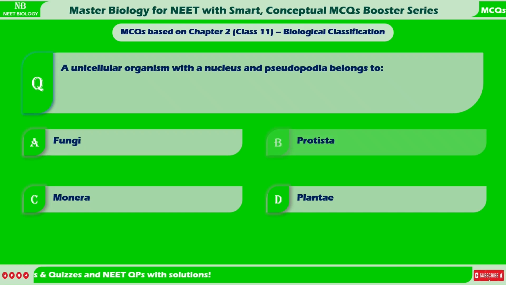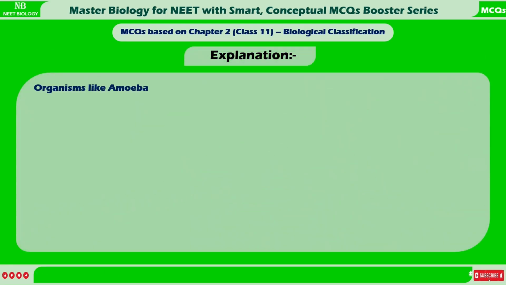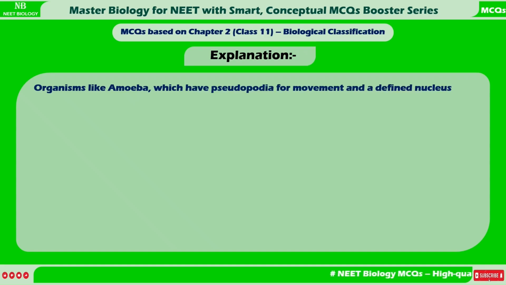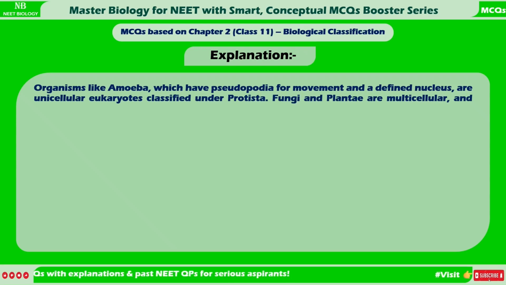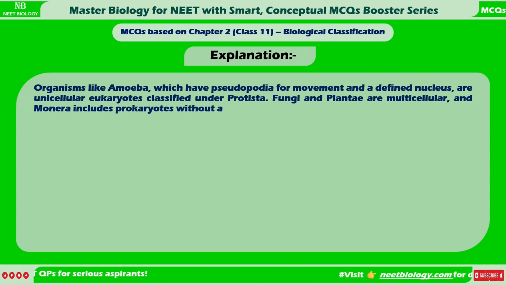Correct answer is B. Protista. Explanation: Organisms like amoeba, which have pseudopodia for movement and a defined nucleus, are unicellular eukaryotes classified under Protista. Fungi and Plantae are multicellular, and Monera includes prokaryotes without a true nucleus.